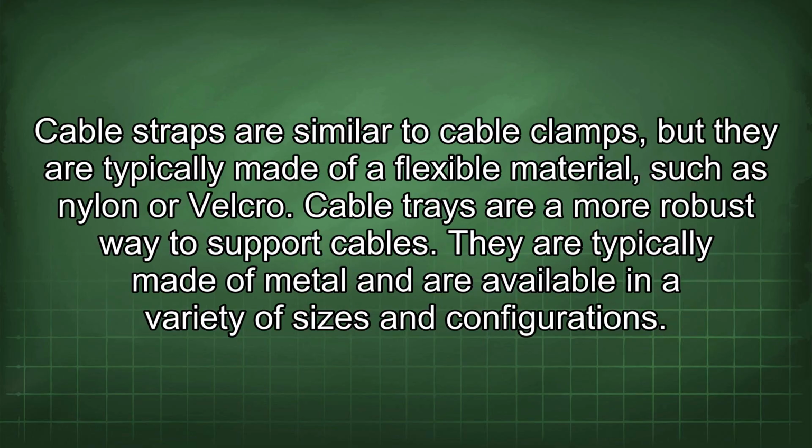They are typically made of metal or plastic and are available in a variety of sizes and shapes. Cable straps are similar to cable clamps, but they are typically made of a flexible material such as nylon or Velcro. Cable trays are a more robust way to support cables. They are typically made of metal and are available in a variety of sizes and configurations.